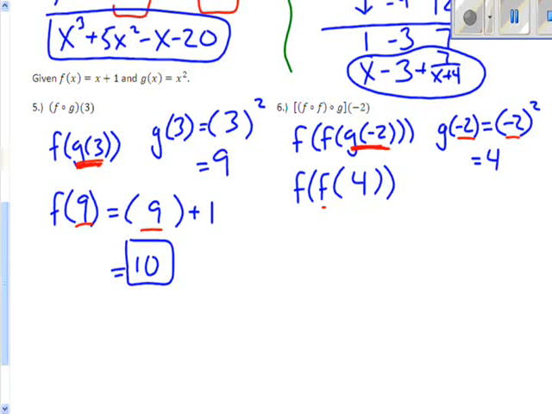So now look at what I've got inside of here. I've got f of 4. I'm going to take it off to the side. F of 4 equals, let's see, f of x is x plus 1. But instead of x here, I'm going to plug in a 4. So I find out that that equals 5.